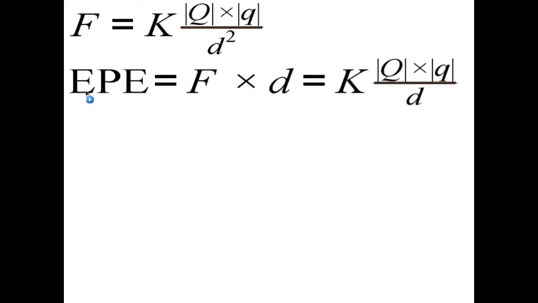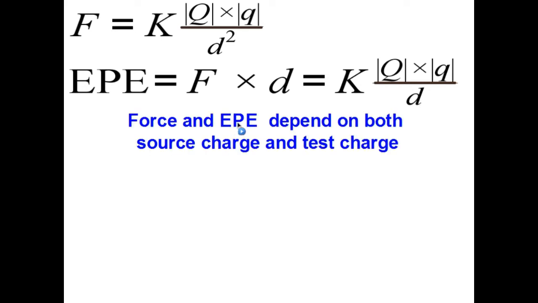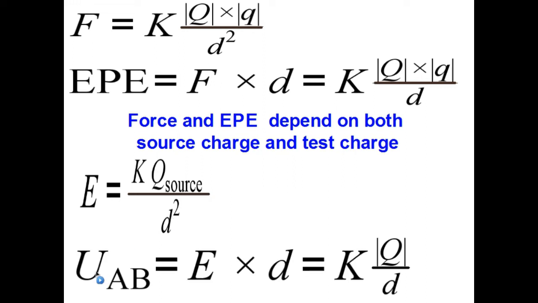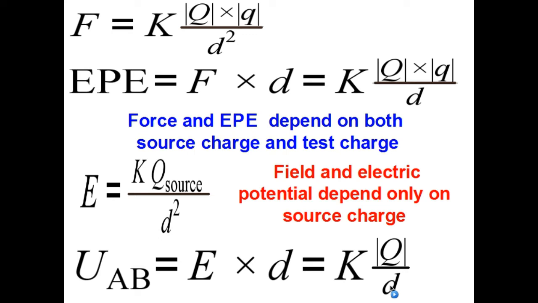As we know, electric force is kq q over d square. Electric potential energy equals the force times the distance, so it will become kqq over d. So force and electric potential energy depend on both source charge and test charge, while E equals kq source over d square and potential difference equals E times d, which is kq over d. And electric field and electric potential depend only on the source charge.